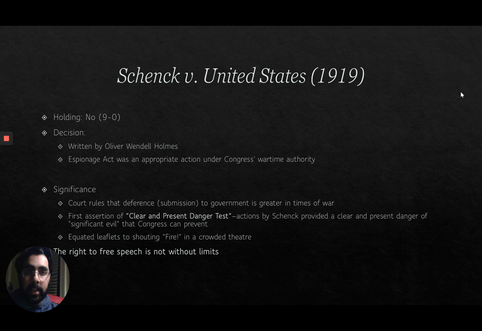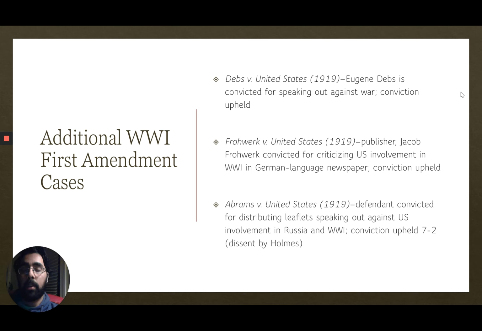And it is in this case, as with what we saw with the Alien Sedition Acts previously, that we see that the right to free speech is not without limits. So we have 3 additional cases that come around World War I regarding First Amendment free speech. Debs v. United States, 1919. Eugene Debs is convicted for speaking out against the war, and his conviction is unanimously upheld. Again, same standards applied as in the Schenck case.